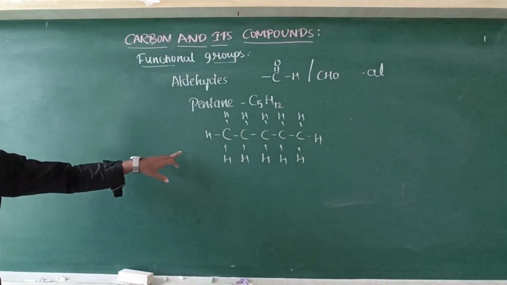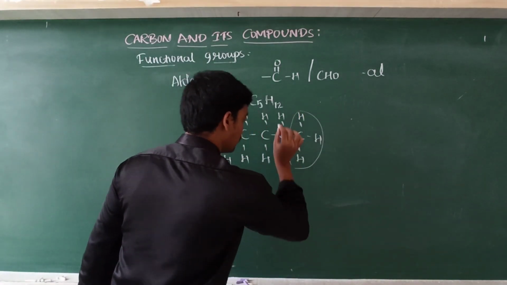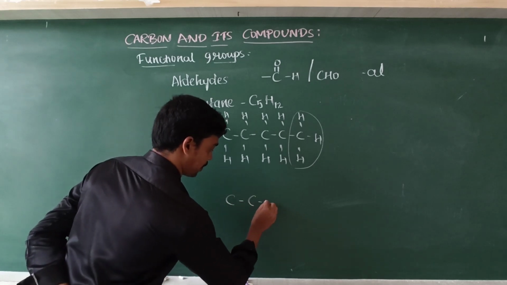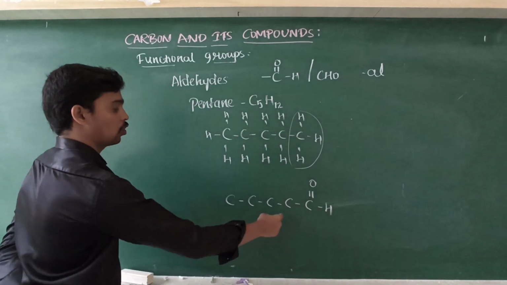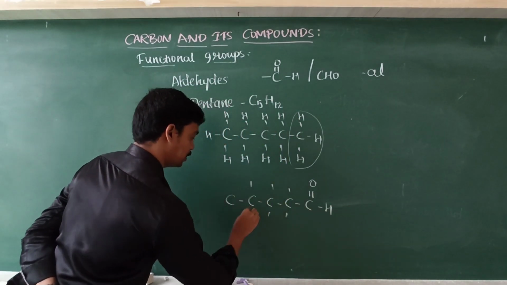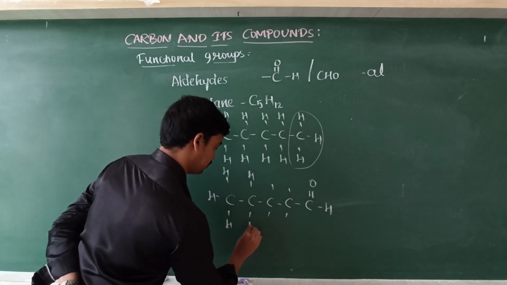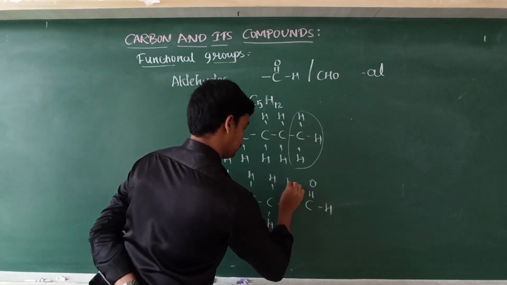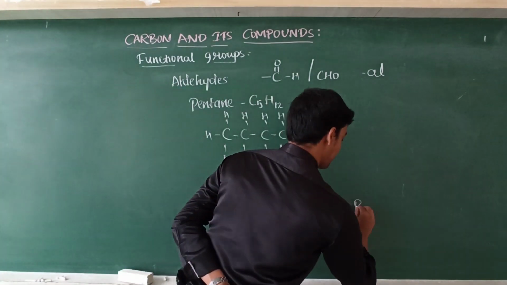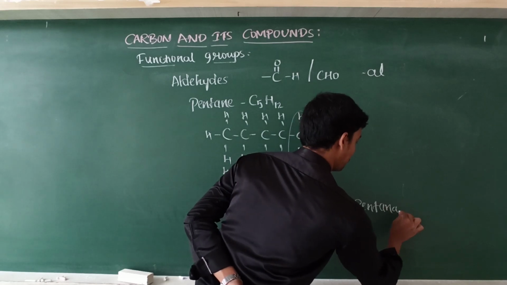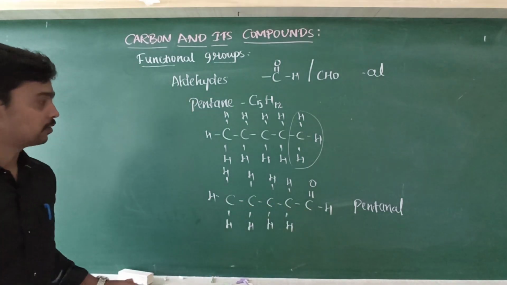Pentane. How to convert this pentane into the respective aldehyde? Same thing, at the last carbon, write the functional group and then satisfy all the carbons with the maximum number of hydrogens. Now this pentane becomes pentanal. Okay, the alkane is converted into the respective aldehyde.